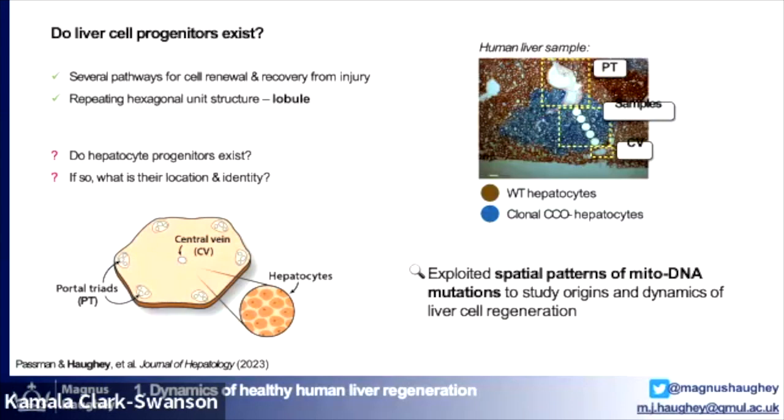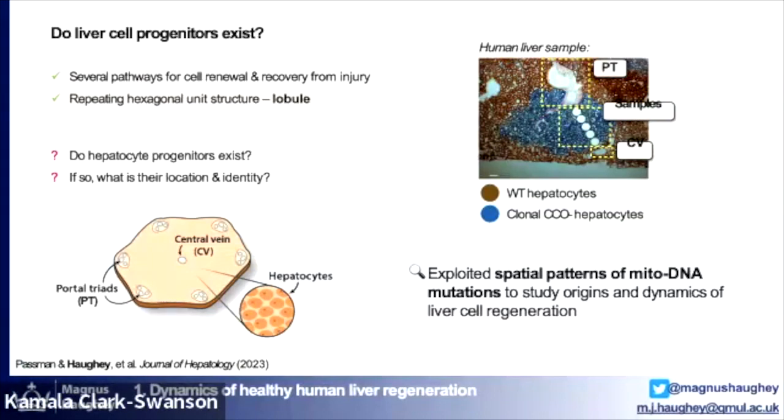Having a better understanding of this will give us a better framework to understand developments of diseases and such. So we set out to explore this by exploring spatial patterns of DNA mutations, mitochondrial DNA mutations, in healthy human liver samples. And we did this by identifying clonal expansions of liver cells, which are shown in blue here, in human samples. These tended to emanate from the portal triads, which you can see highlighted at the top of the image, and extended towards the central vein.